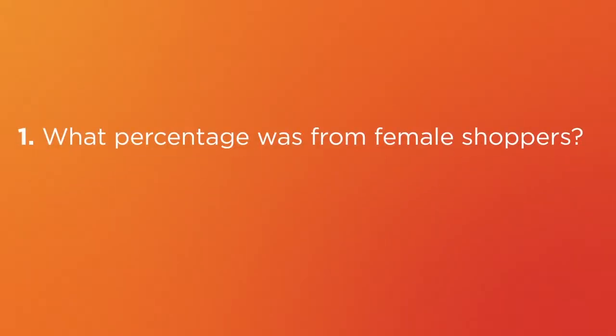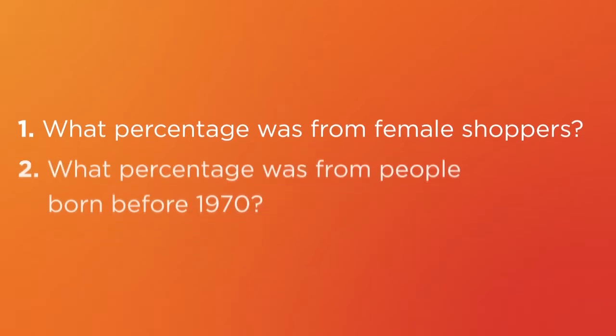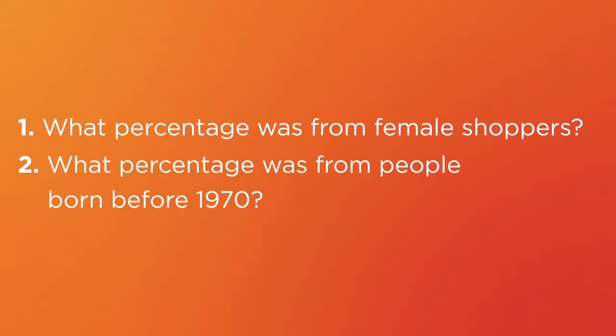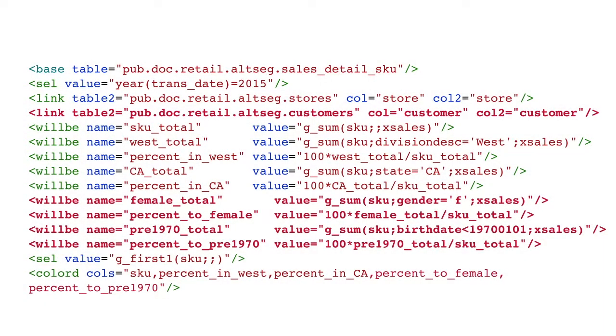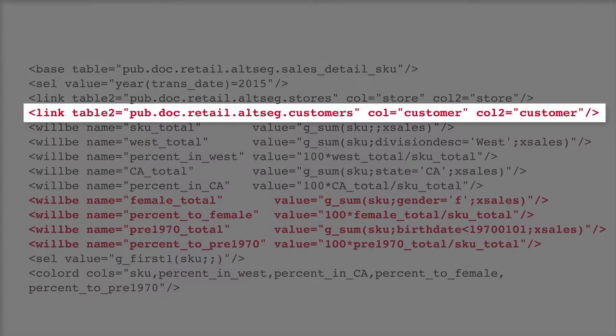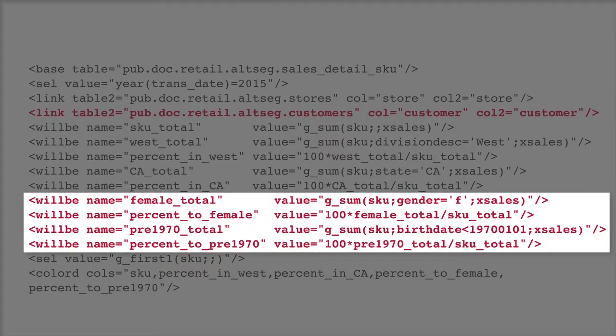Let's answer two more questions. What percentage was from female shoppers? What percentage was from people born before 1970? We can answer these with a few simple additions to our query, highlighted in red. The first change links in a customer master table, providing attributes for each customer. All other changes compute the additional metrics using the same approach as before.